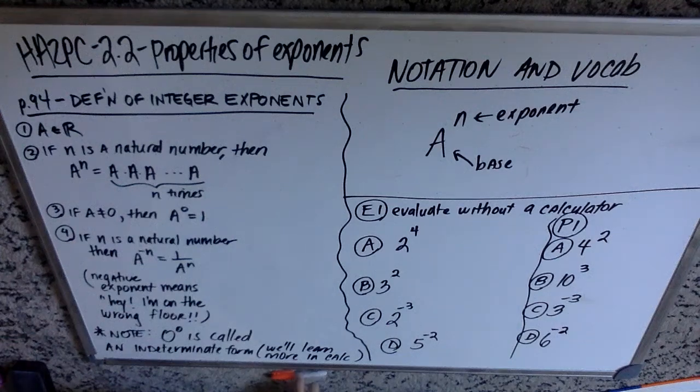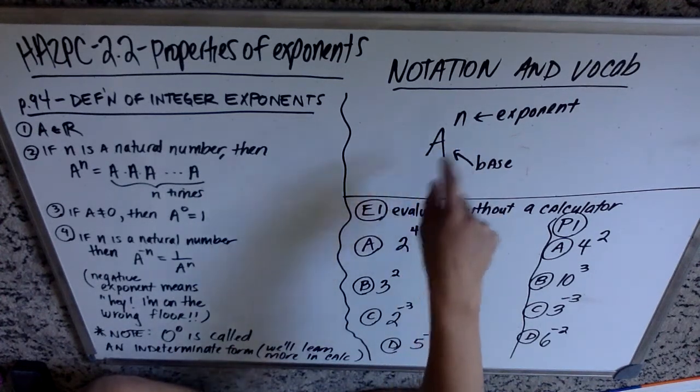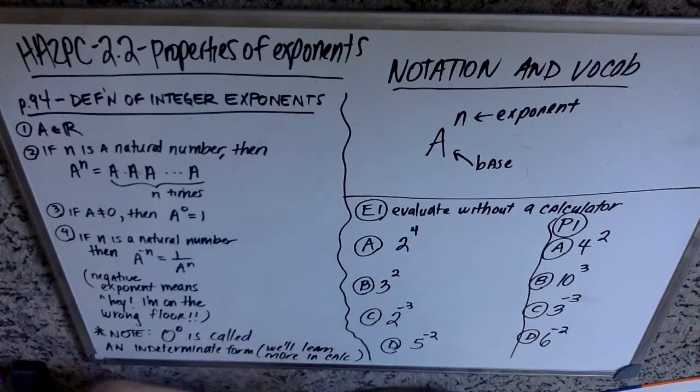Honors Algebra 2 Pre-Calc. We are doing 2.2, which is properties of exponents. So I'm going to pop over here first and talk about notation and vocab. If we have a to the nth power, a to the n, the a is referred to as the base, and the n is the exponent. So let's talk about properties of some integer exponents.